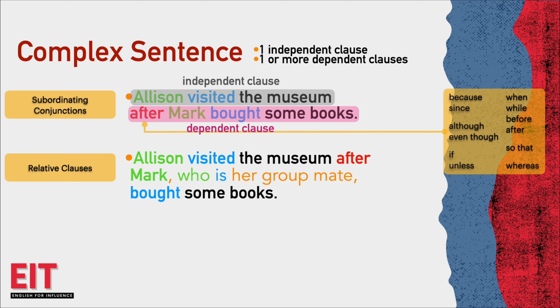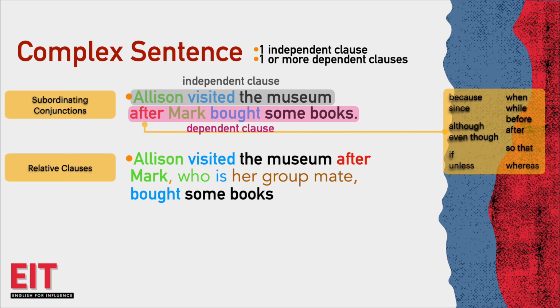And by this clause, I'm trying to describe Mark, which is the subject or a noun. Now, what do you call a word or a group of words that describes a noun? That's right, adjective. So relative clauses are also adjective clauses because they describe a noun.